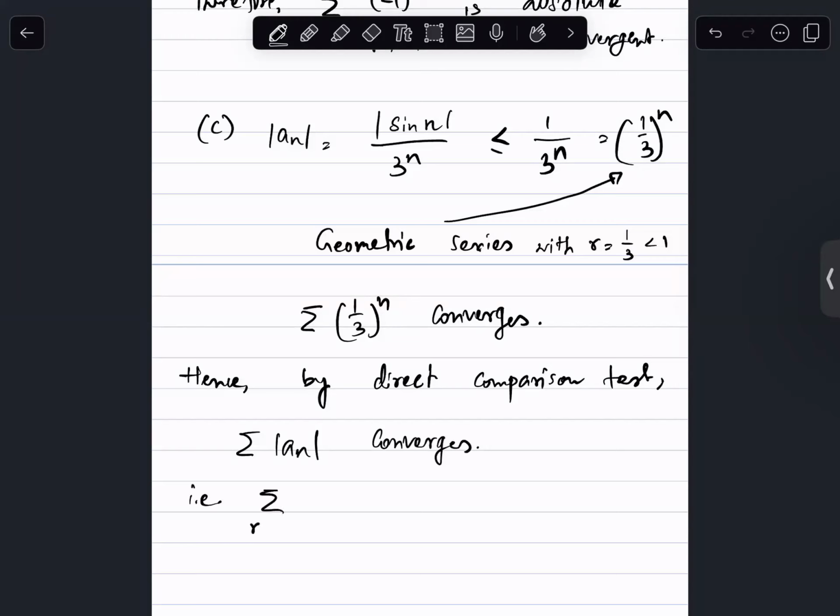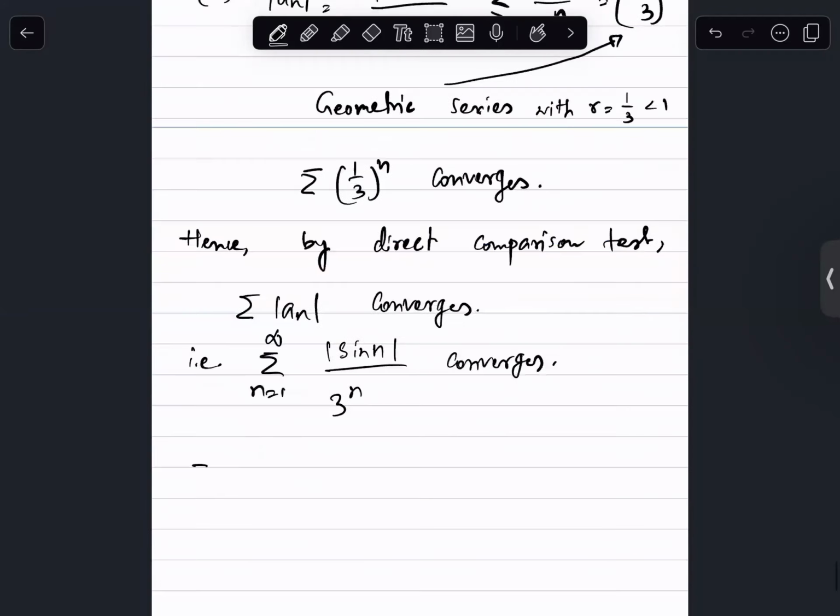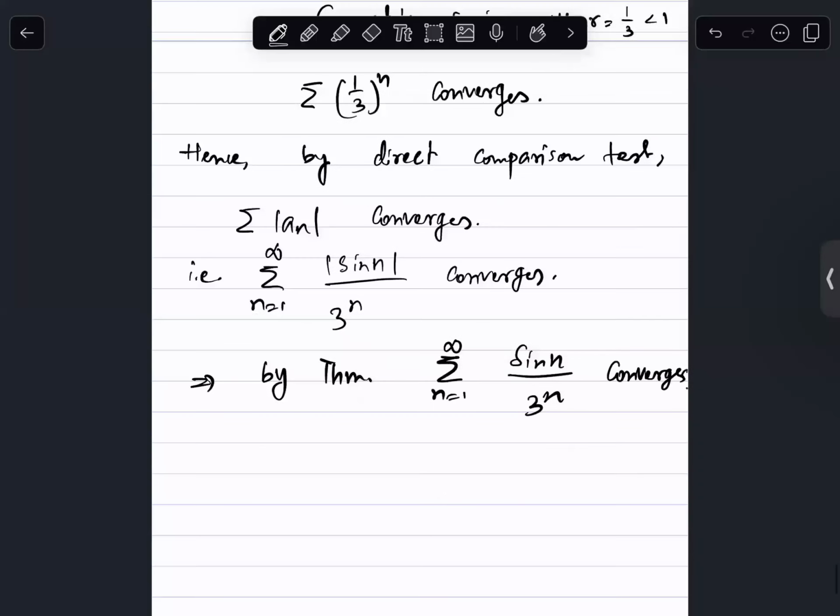That is, summation n equal to 1 to infinity modulus of sine n over 3 to the n converges. And this implies by theorem that summation n equal to 1 to infinity sine n over 3 to the n also converges. So sine n over 3 to the n is again absolutely convergent.